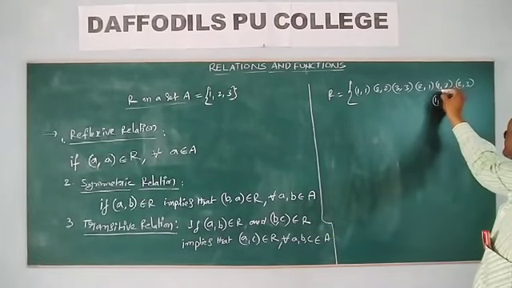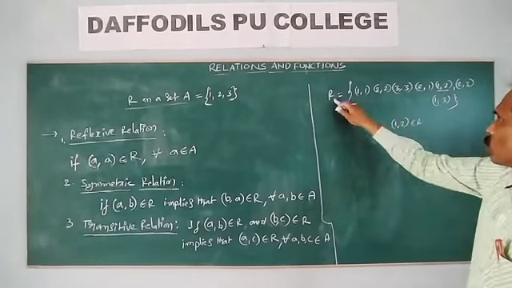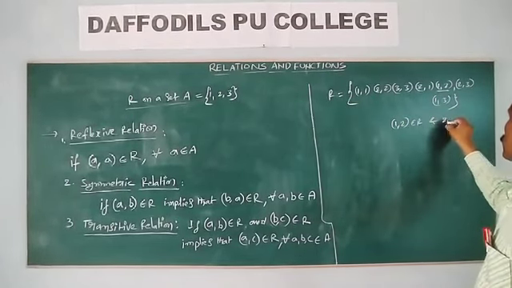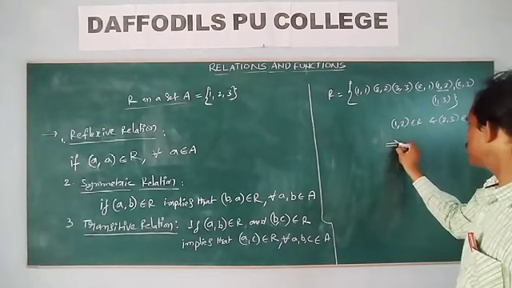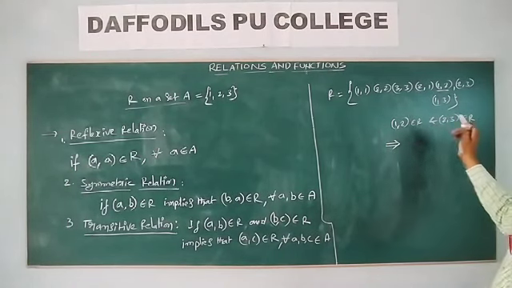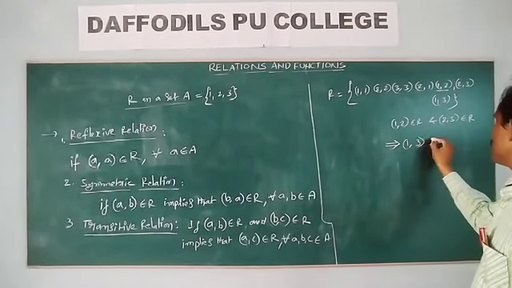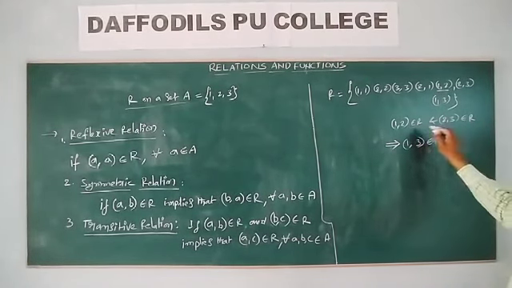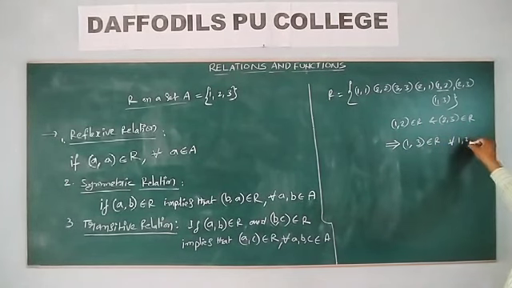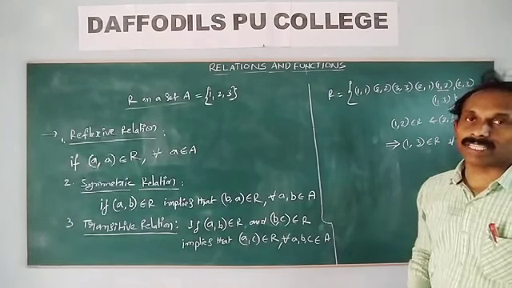Suppose I consider (A, B) as (1, 2), which belongs to R, and (2, 3) also belongs to R. This implies that (A, C), here (1, 3), also belongs to R, where 1, 2, 3 belong to A. So this is a transitive relation example.